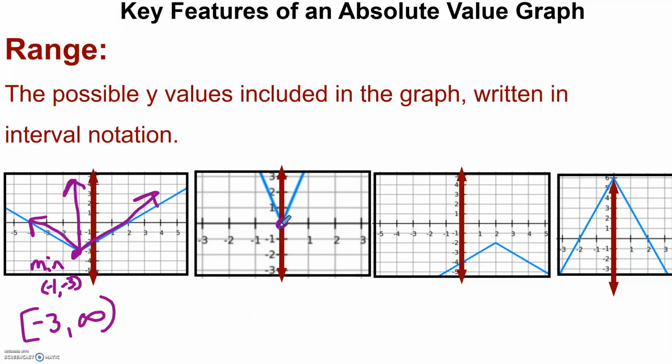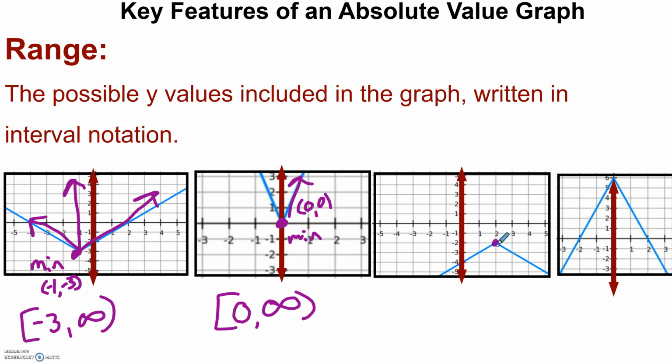So again, I want to identify my vertex. This is at the point 0, 0. So I know that 0 is going to start my range because this is a minimum value. So I know that I'm going to have a bracket because it's included, and it goes forever up, so I know that it's going to be positive infinity with the parenthesis. Try your best to find the range of the third graph.